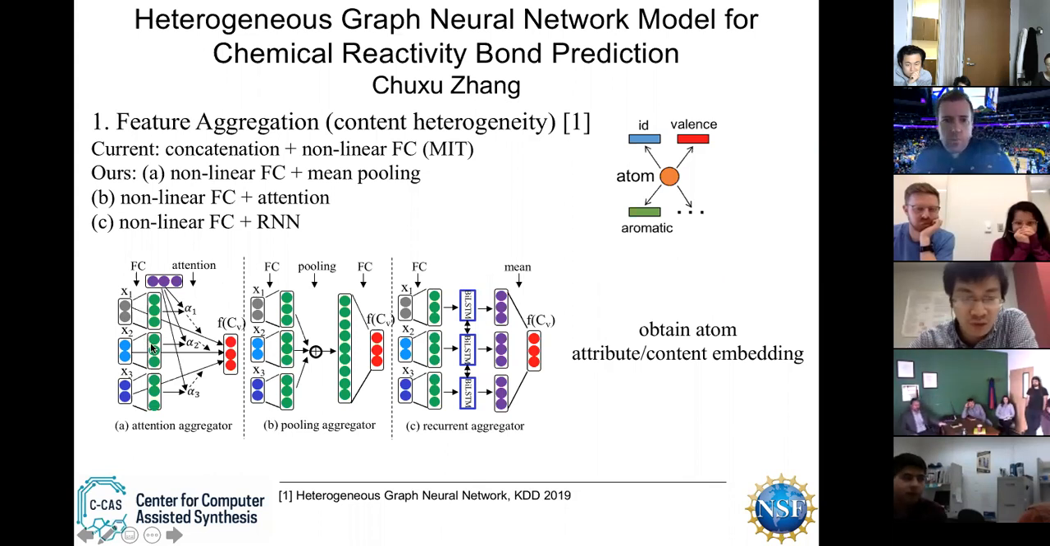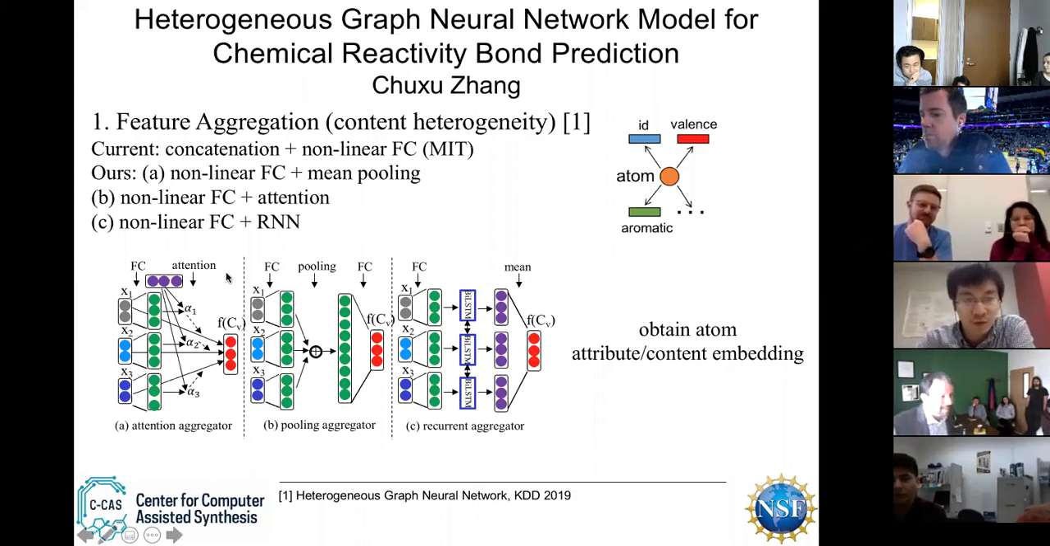The second choice for designing the feature aggregator is the attention aggregator. After we map the different types of content features into the same feature space using FC layers, I think it's obvious that different types of features may have different influence in generating an atom content feature. So we can introduce an attention mechanism to compute the different impact of different types of features, then aggregate them by a softmax function. So this is the second type of content feature aggregation, which considers the different influence of different content features.